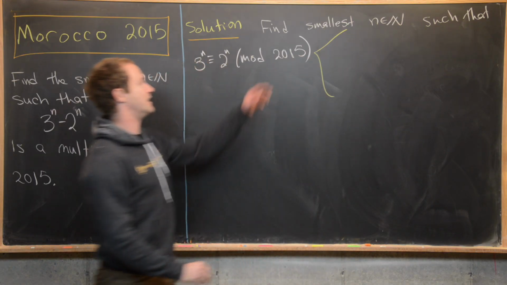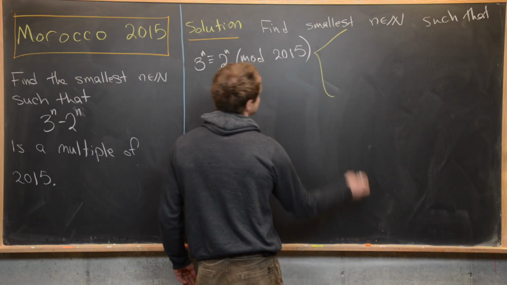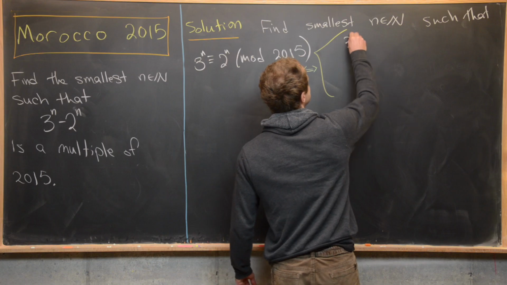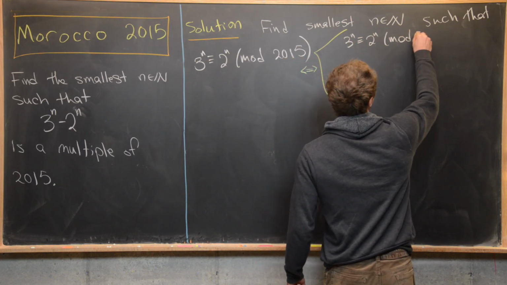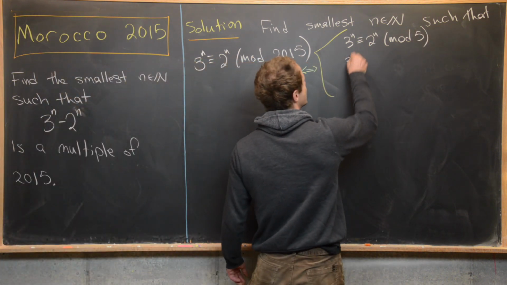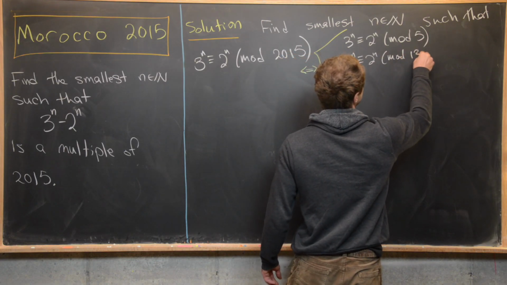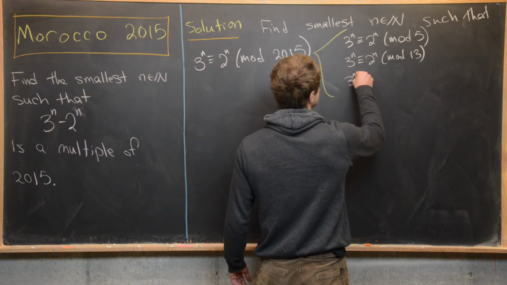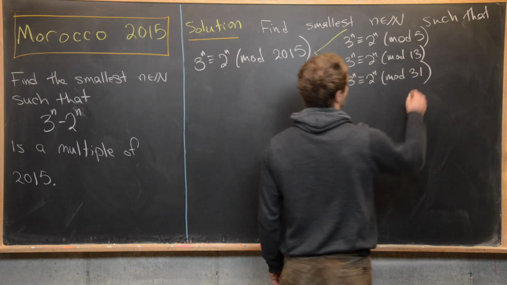Great. But now we can actually spread that out into a system of congruences, and that system of congruences will have to do with the prime factors of 2015. So, like I just hinted at, this is if and only if we have 3 to the n is congruent to 2 to the n modulo 5, that would be the first prime factor of 2015. And then we have 3 to the n is congruent to 2 to the n modulo 13. And then finally, 3 to the n is congruent to 2 to the n modulo 31.